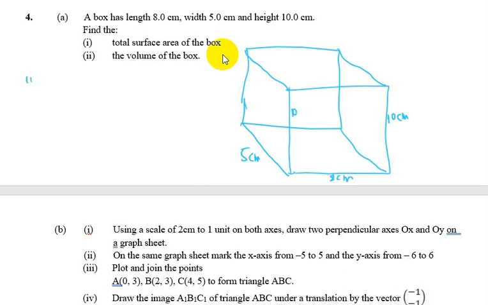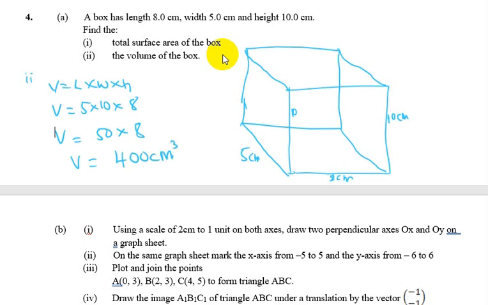Now let's find the volume first. So the volume is length times width times height. So we are going to get 5 times 10 times 8. So V is going to give us 50 times 8, and that is 5 8s are 40, so 400 centimeter cube for the volume. Now let's come to the total surface area of the box.